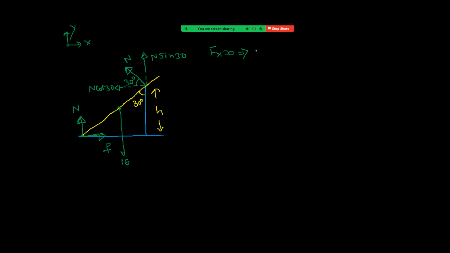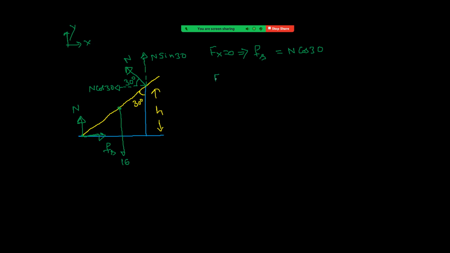Horizontally, F equals static friction, because it is not slipping, so static. It is equal to N cos 30. Check it once. Along the horizontal, friction balances the horizontal component of the normal reaction.